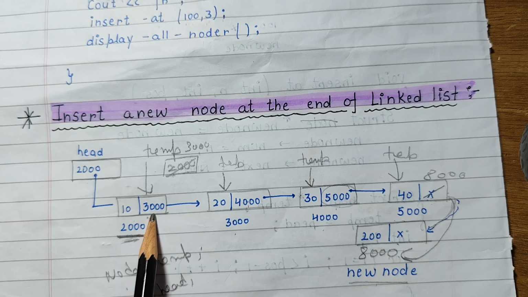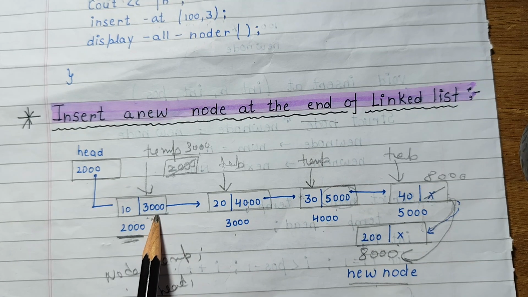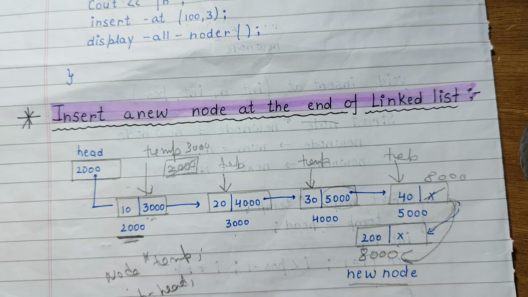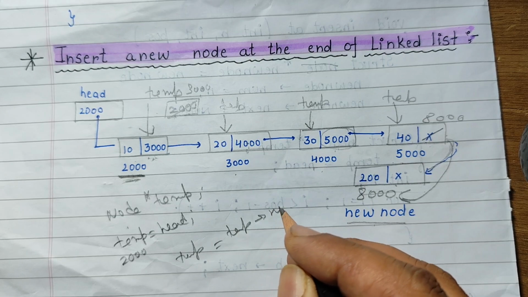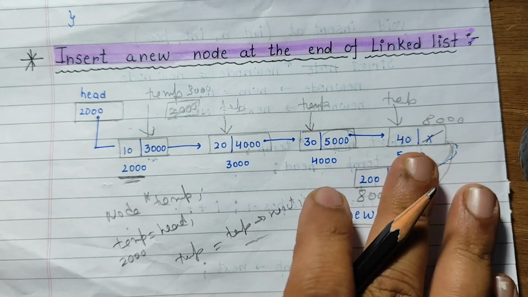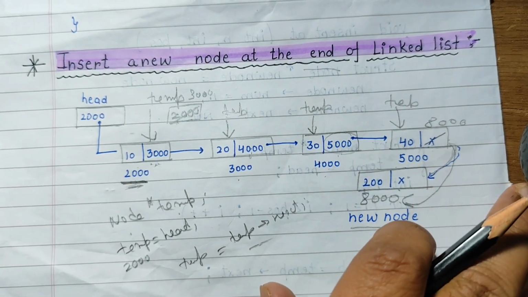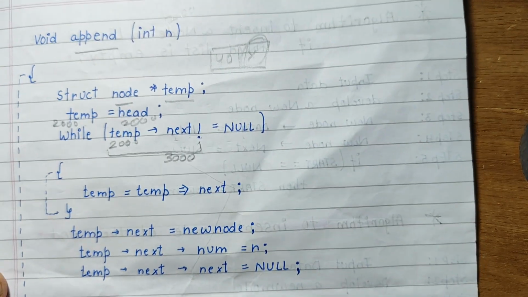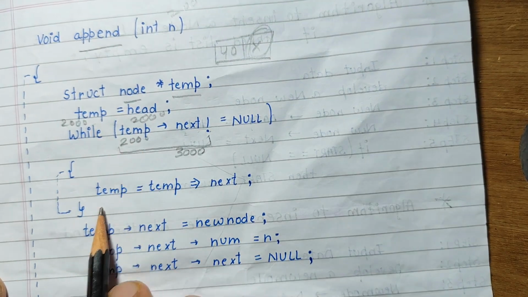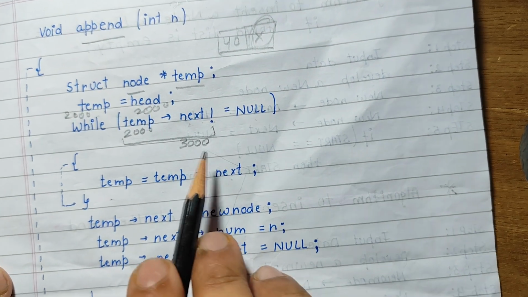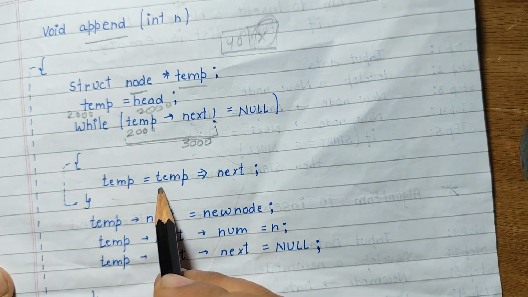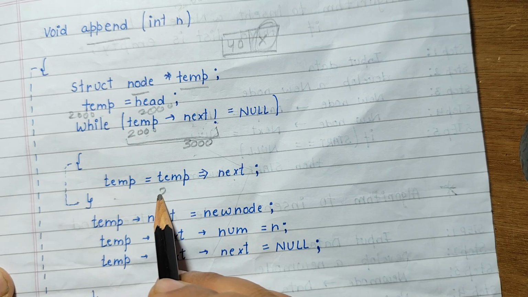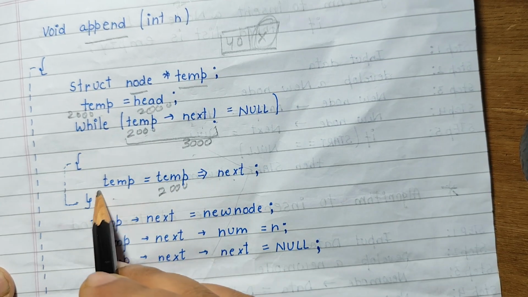3000 is not equal to null, so we update the value of temp. We write temp is equal to temp of next. That's why I write this statement inside the while loop. So here I write temp is equal to temp of next. Temp of next is 3000, and 3000 is not equal to null. Right now temp has the value 2000, and now temp of next becomes 3000.